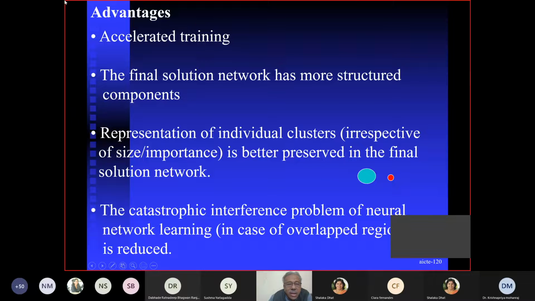solution network. And the catastrophic interference problem of neural network learning in case of overlapping patterns, that is, when you are switching from here, the catastrophic interference is reduced. It's not removed, but it is reduced because you now have separate networks for separate clusters, for example.